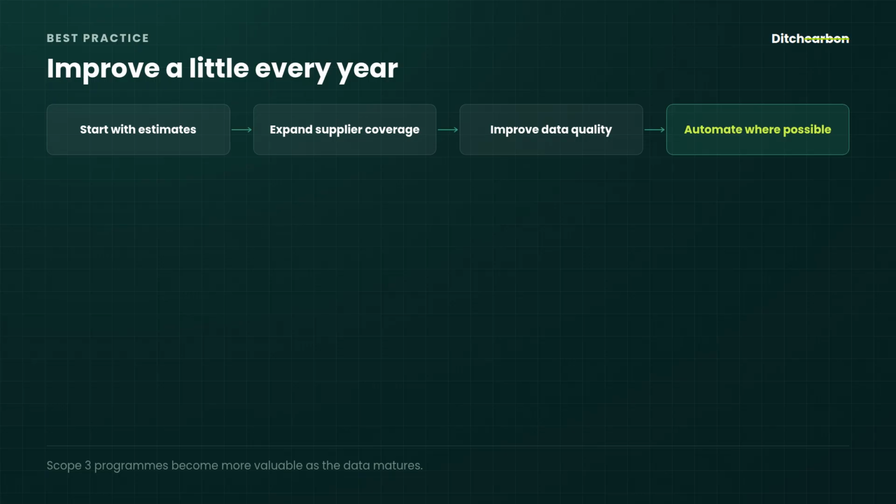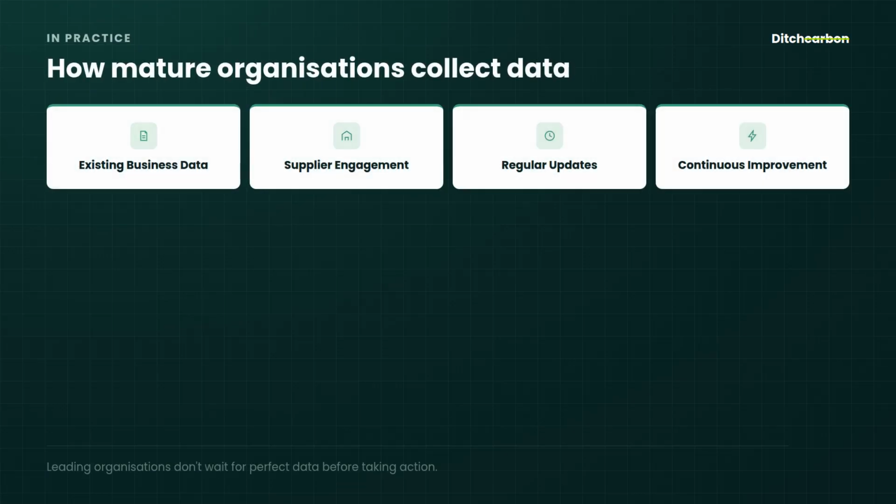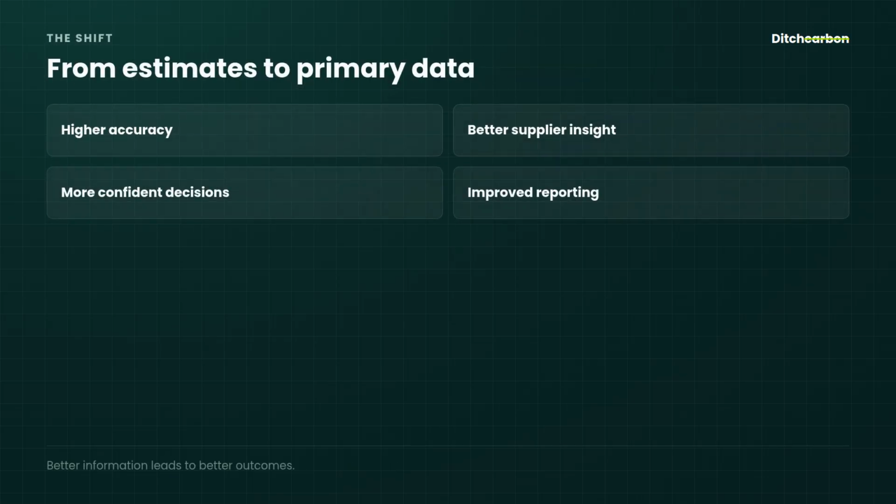So what does this look like for organizations that have got good at it? They lean on existing business data, they engage suppliers directly, they update their numbers regularly, and they treat the whole thing as continuous improvement rather than a one-off project. Leading organizations don't wait around for perfect data before they start taking action. That's really the shift that matters here. Moving from estimates to primary data gives you higher accuracy, better supplier insight, more confident decisions, and stronger reporting.